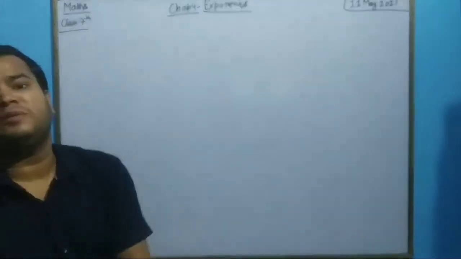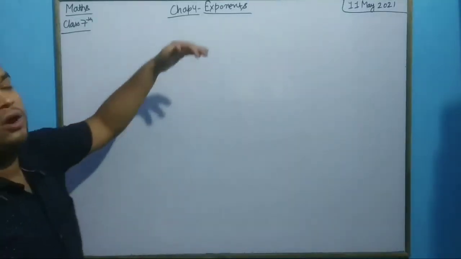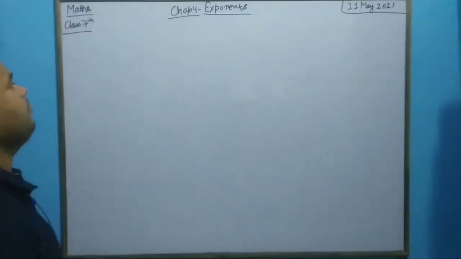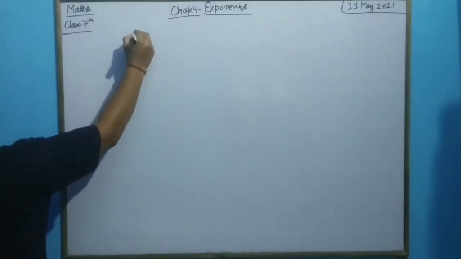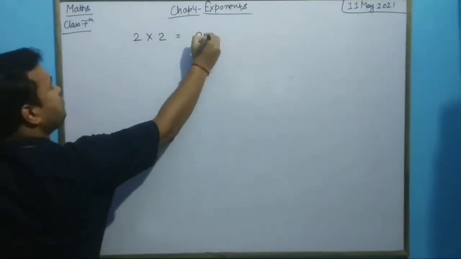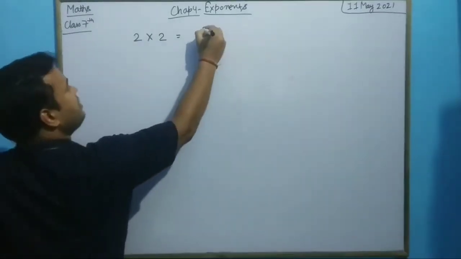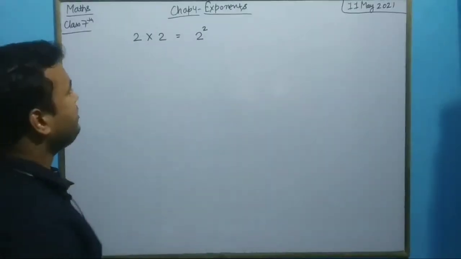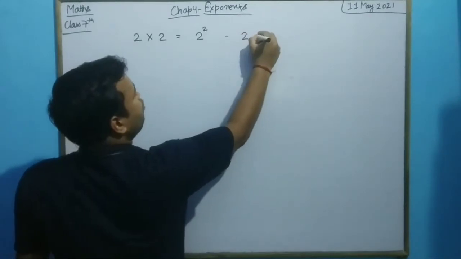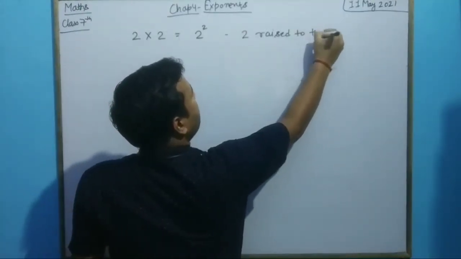This is your maths class and today we are going to start our chapter number 4, that is exponent. Let us see what we mean by exponent and what is the use of this. Let us take an example like this, 2 multiplied by 2. I can write 2 multiplied by 2 as 2 raised to the power 2.